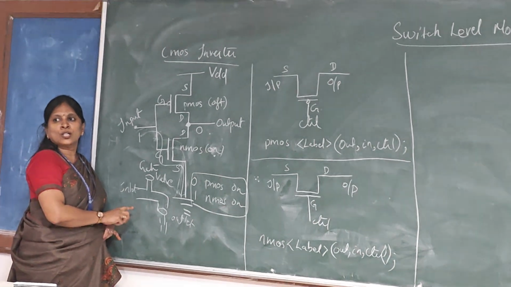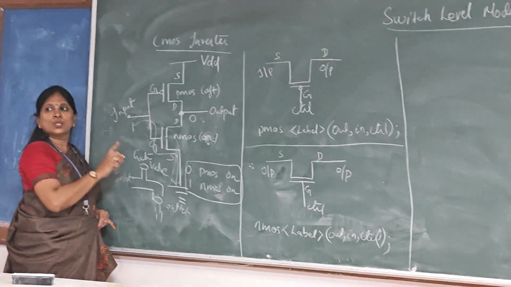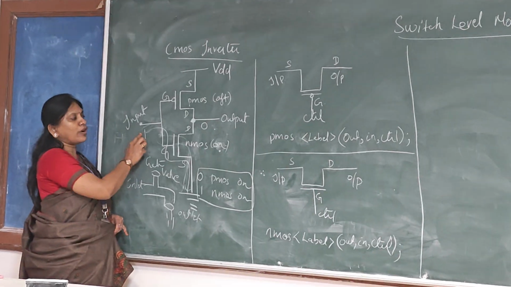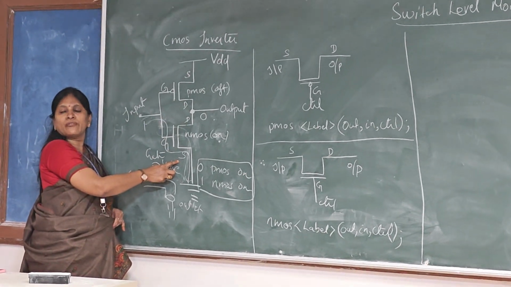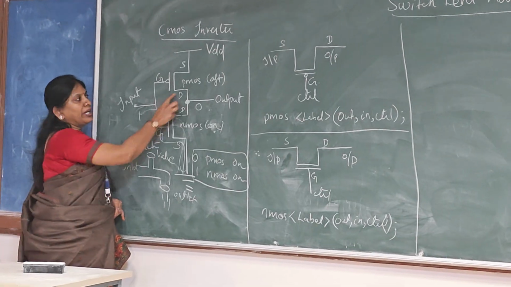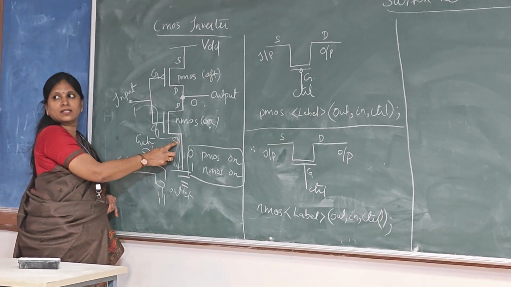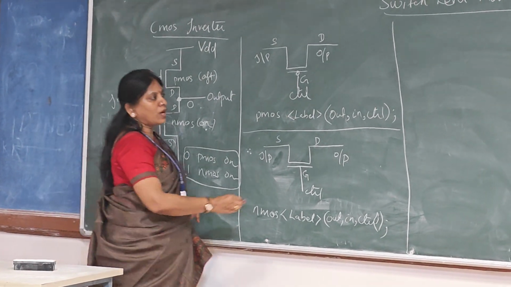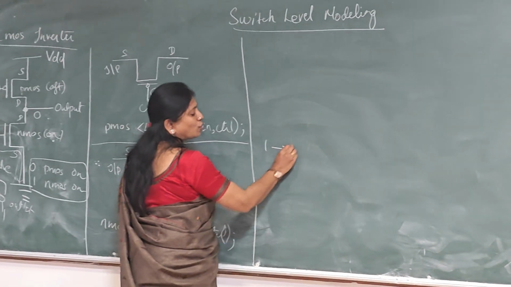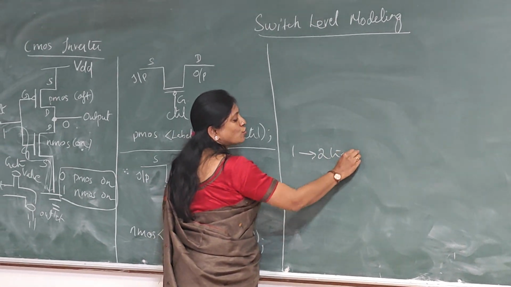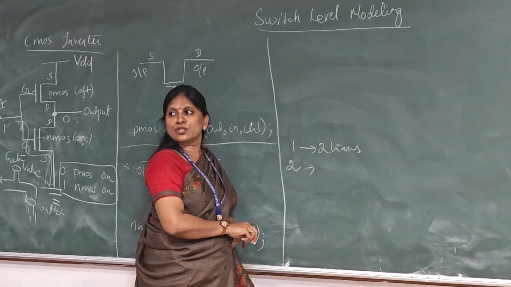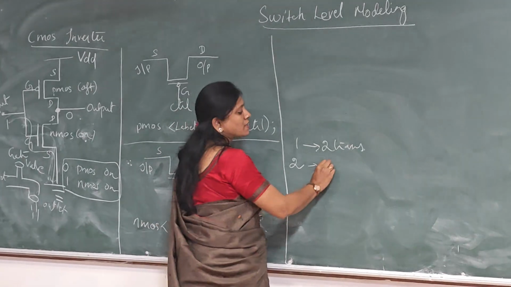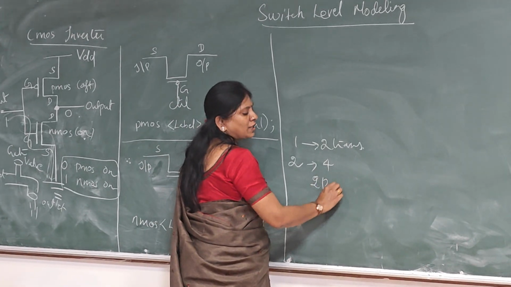Do you understand? So this is a simple inverter. One thing you have to note down: for one input, you need 2 transistors, 1 PMOS and 1 NMOS. So if you have two inputs, how many transistors do you need? 4. That is 2 PMOS and 2 NMOS.